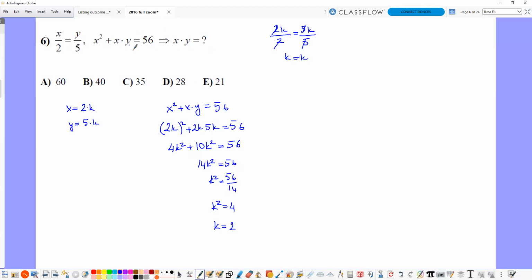Let me explain what I mean. We are looking for 10k squared. What is 10k squared? x times y is equal to 10k squared. From this multiplication, we know that k squared is 4. So if it is 10k squared, I'm going to use 4 here, which is minus 2 squared and plus 2 squared. That's why plus or minus 2 is not going to change the result. So x times y is equal to 10k squared, which is 10 times 4. So x times y is going to be equal to 40.